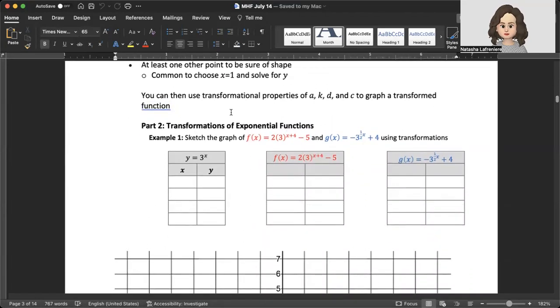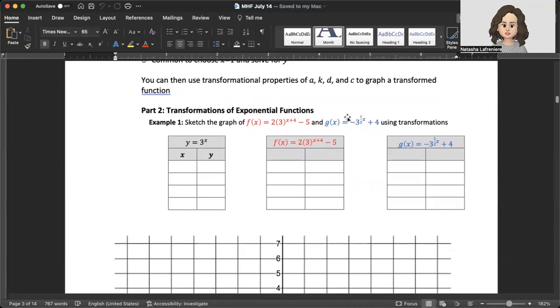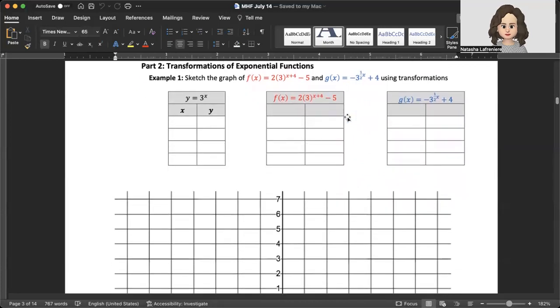Okay. So you can then use transformational properties of a, k, d, and c to graph a transformed function. So I'm going to get my pen. So it's asking you to sketch a few different graphs. So our starting graph, our base graph is 3 to the exponent.